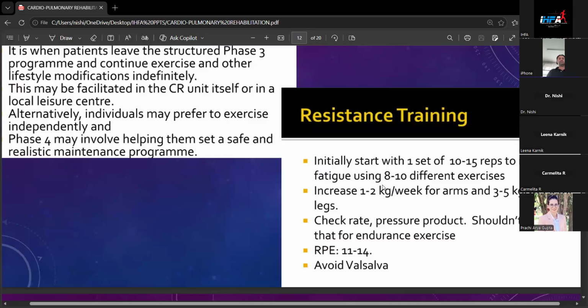And also, while doing any exercises, Valsalva maneuver should be avoided. When there is breath holding, the blood circulation will be halted and there will be more fatigue and tiredness. Everyone clear?